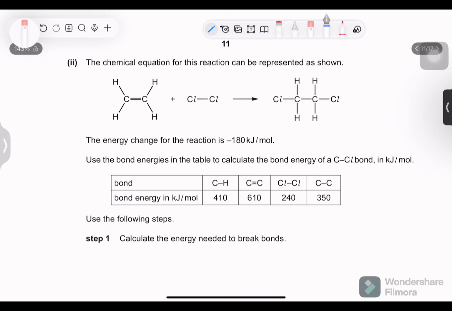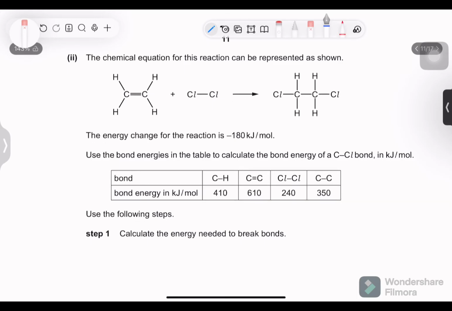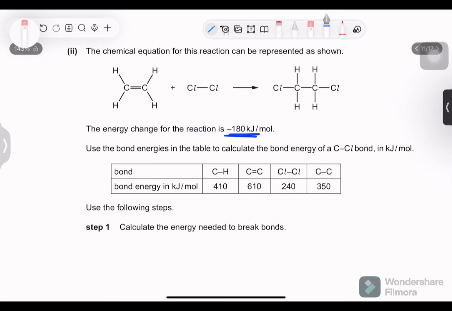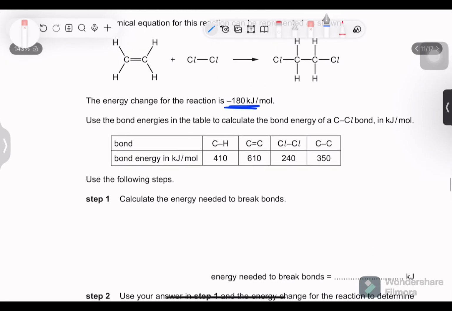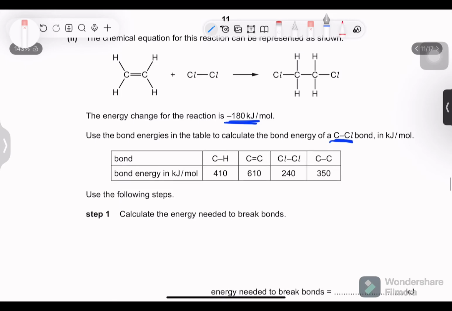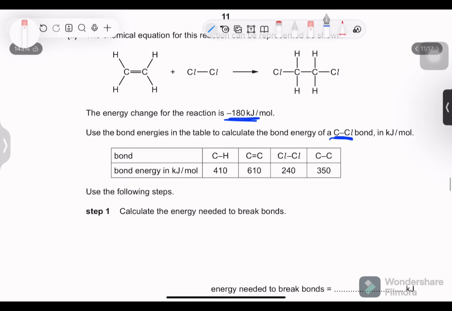Next, the chemical equation for this reaction can be represented as shown. The energy change for the reaction is minus 180. Use the bond energies in the table to calculate the bond energy of a carbon chlorine bond in kilojoules per mole. They've given us the bond energies, and we have to eventually calculate the bond energy for carbon and chlorine. So use the following steps. Calculate the energy needed to break bonds. So the bonds will be broken on this side. So we have one carbon carbon double bond, so 610 plus four carbon hydrogen bonds, so four times the energy of the carbon hydrogen bond plus a chlorine chlorine bond, so 240.